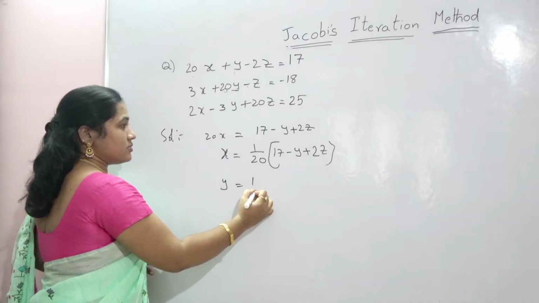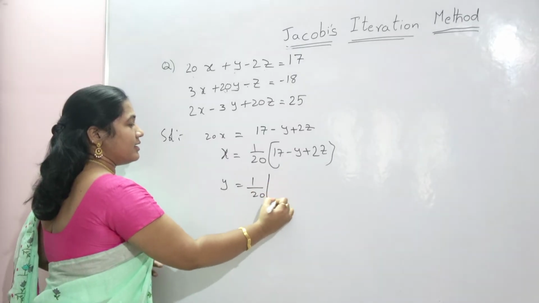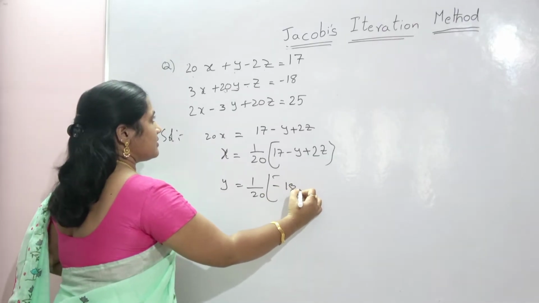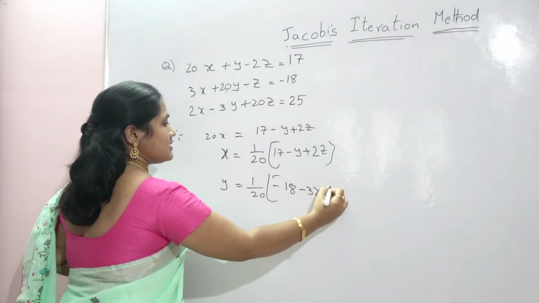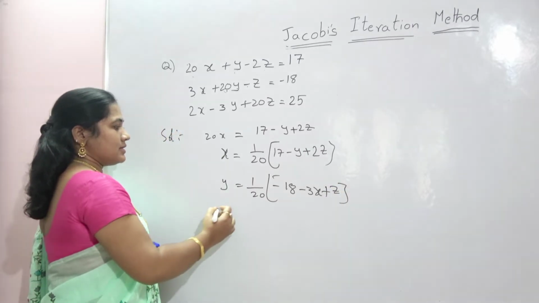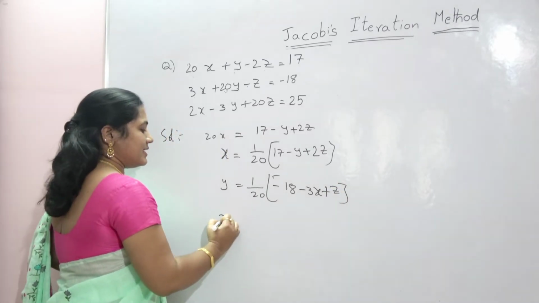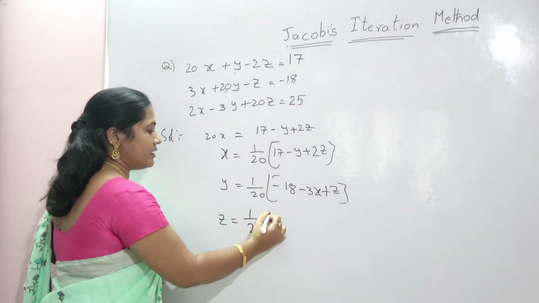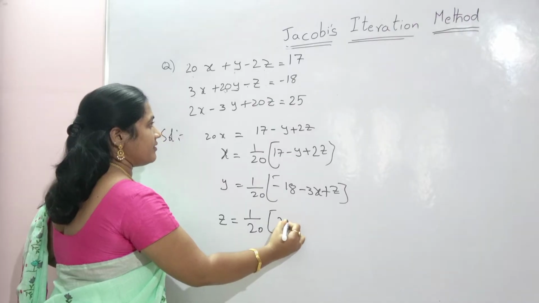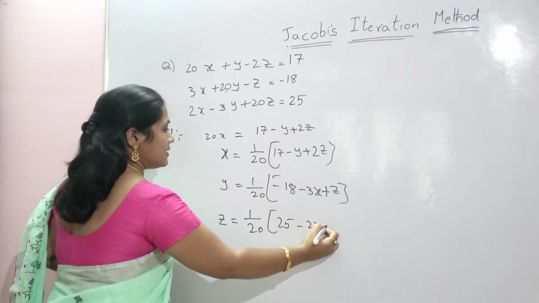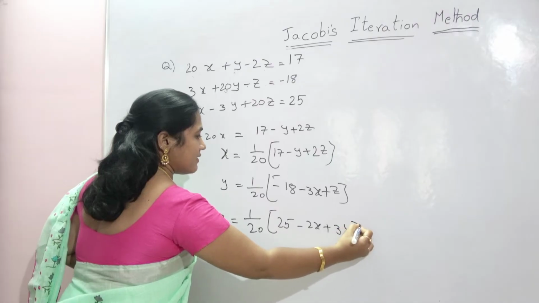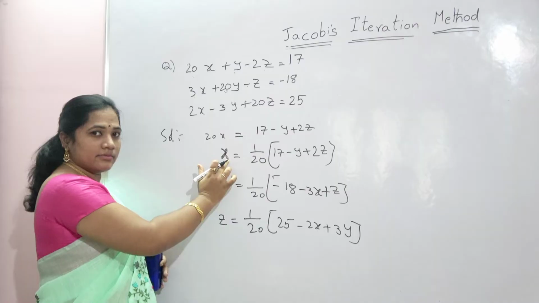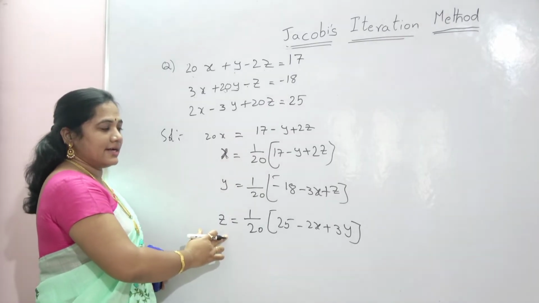Just y equals 1 by 20 times minus 18 minus 3x plus z. Similarly for z, z equals 1 by 20 times 25 minus 2x plus 3y. So these are the equations in terms of x, y and z.